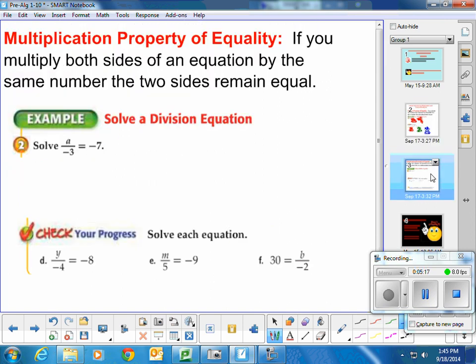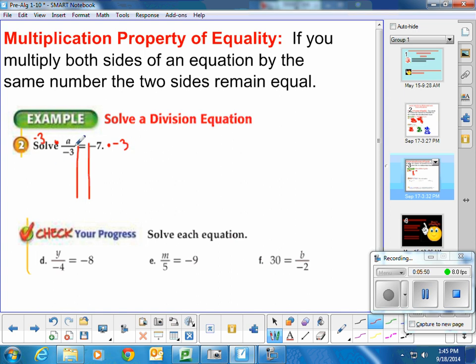The multiplication property of equality says that if you multiply both sides of an equation by the same number, the two sides remain equal. So in the second type of example, this says a divided by negative 3 equals negative 7. We're going to undo the dividing by multiplying. I'm going to multiply this side by negative 3 and also the other side by negative 3.